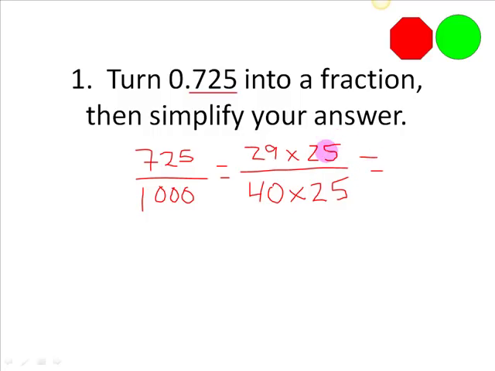Now, we have a 25 in the numerator and we have a 25 in the denominator. They cancel with each other. They don't just go away. They don't become 0. They don't become nothing. They become the number 1. And that's pretty important sometimes.